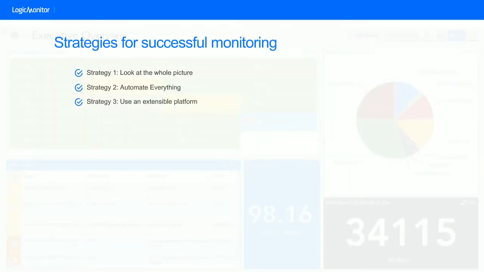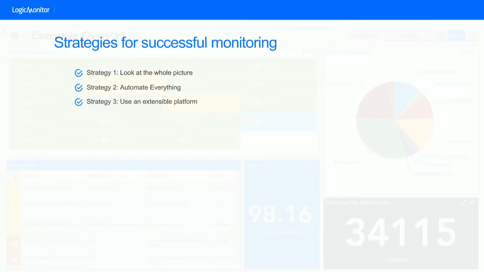So that really rounds up what I wanted to present today, so I'll just quickly restate the 3 strategies that I covered. So number 1, looking at the whole picture. So making sure that you're monitoring not just resource performance across wherever your resources may be, whether in the cloud or on premises, but also looking at the availability of the cloud services you rely on and the ROI for your cloud investment.